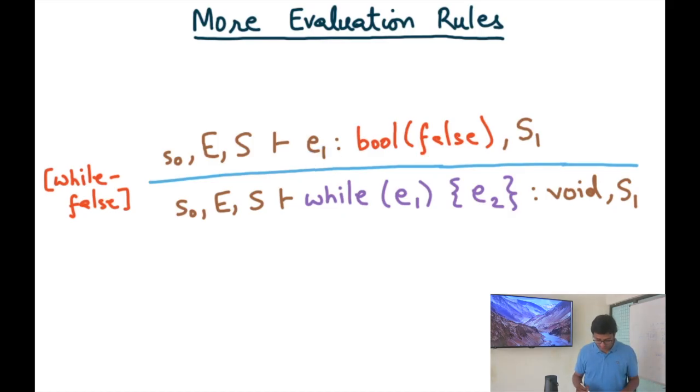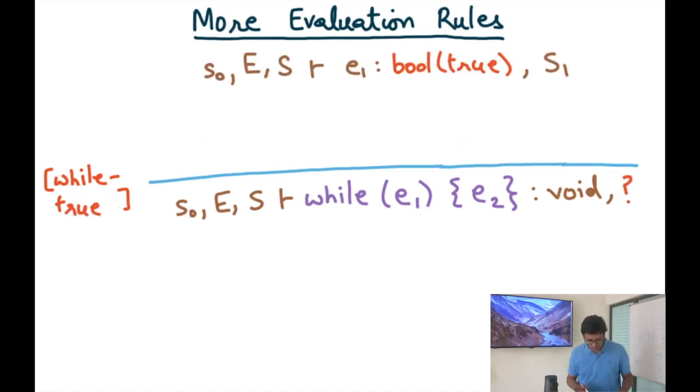Now, what about the other case? The other case is when E1 returns true, and that is slightly more complex case. So let's say E1 returns true, and so under the same context S0ES, we evaluate E1 and it returns true and returns a store S1 that captures the side effects. Now we need to evaluate E2, and then we need to again evaluate E1. All right, and in fact, the other way to think about it is that after we evaluate E1, if it evaluates to true, then we are going to evaluate E2, that's one iteration of the loop, and then we are going to evaluate the whole loop again, but in the updated store.